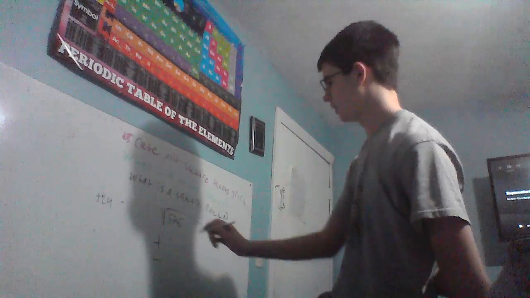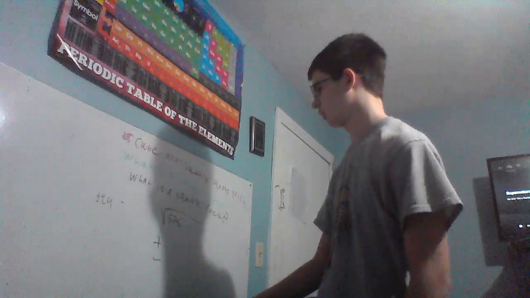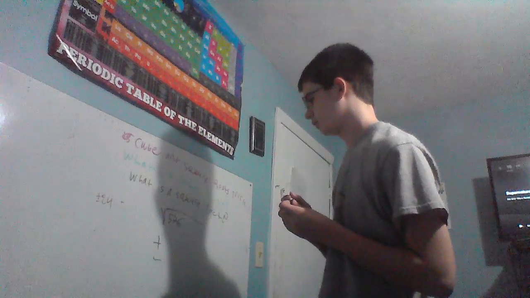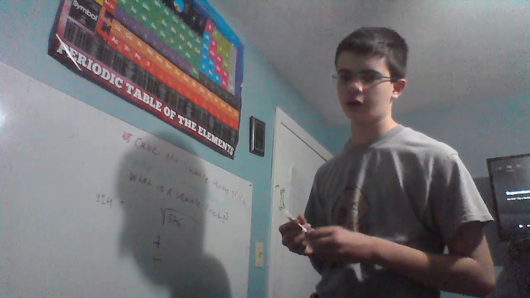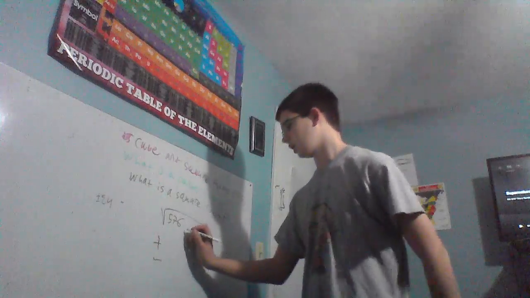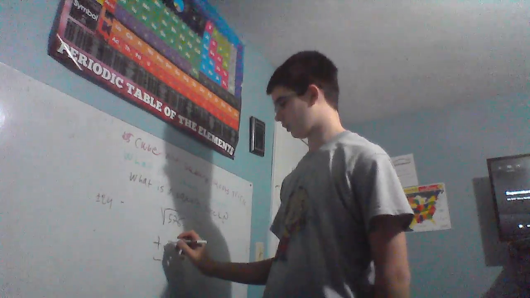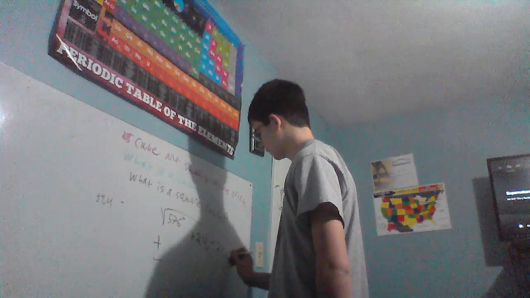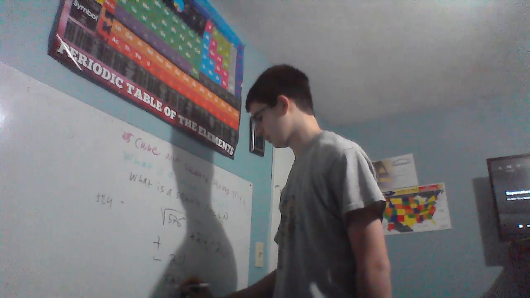For square roots, not for cube roots, the square root will always be plus or minus, not just plus, as long as it is not a complex number, usually. So the square root of 576 has 2 answers, plus 24 and minus 24, because 24 times 24 is 576.